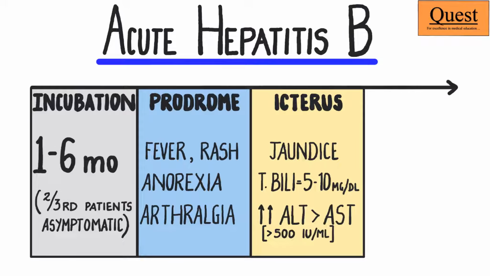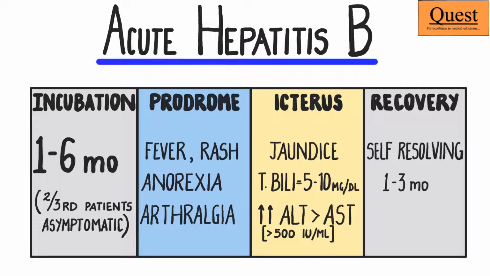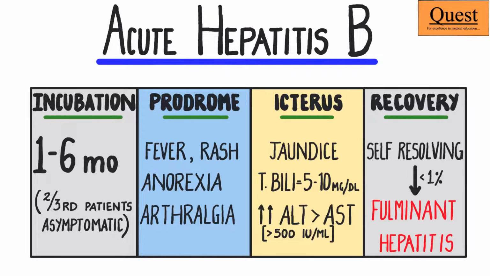Now the good part of this is that almost all cases are going to be self-resolving in a period of 1 to 3 months. We do not actually require any specific therapy for acute hepatitis B, and only supportive care is sufficient. But in up to 0.5 to 1% of cases, patients have a risk of developing acute fulminant hepatitis. Fulminant hepatitis is if the patient develops encephalopathy within the first 8 weeks of onset of jaundice. We need to watch out for such patients because they would require liver transplantation.